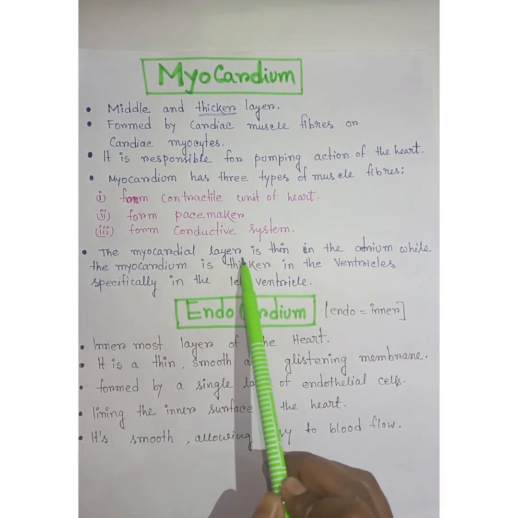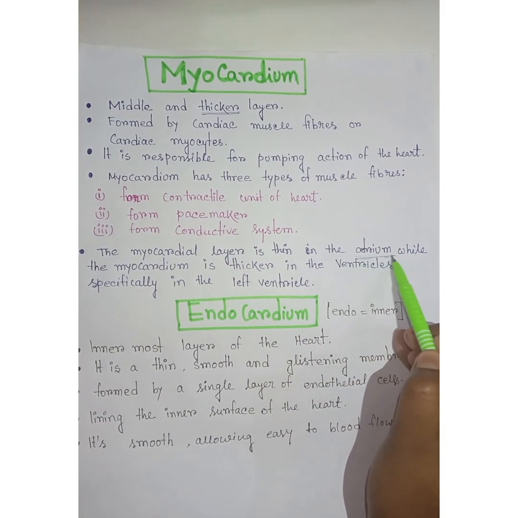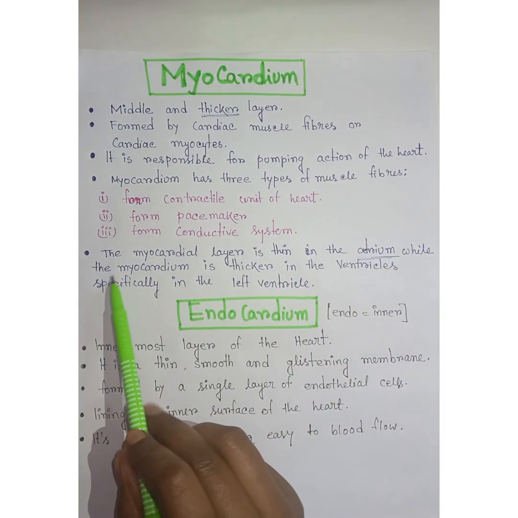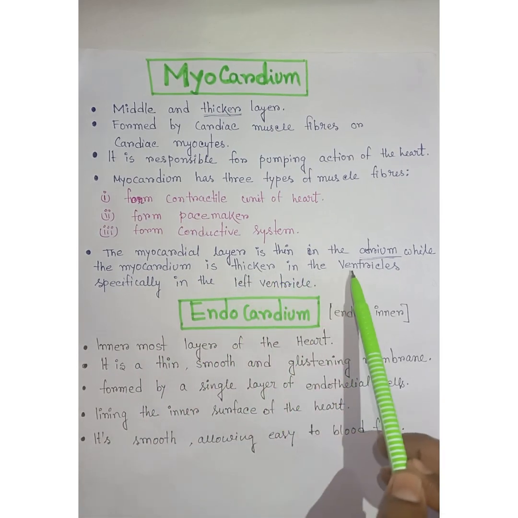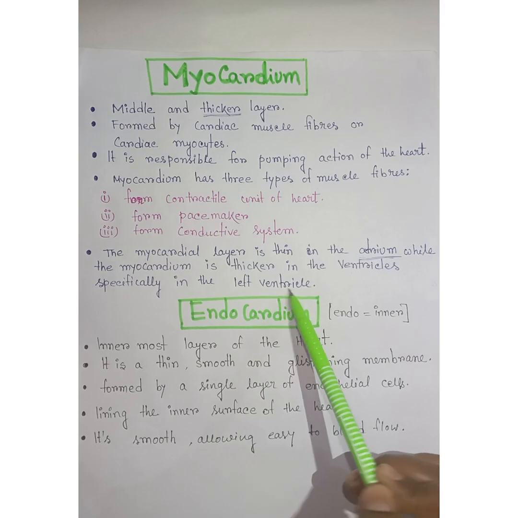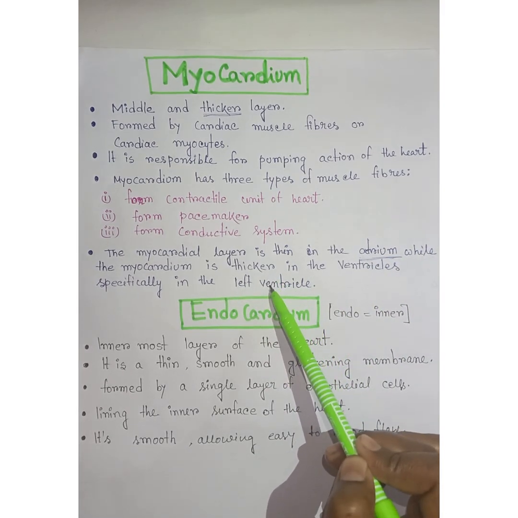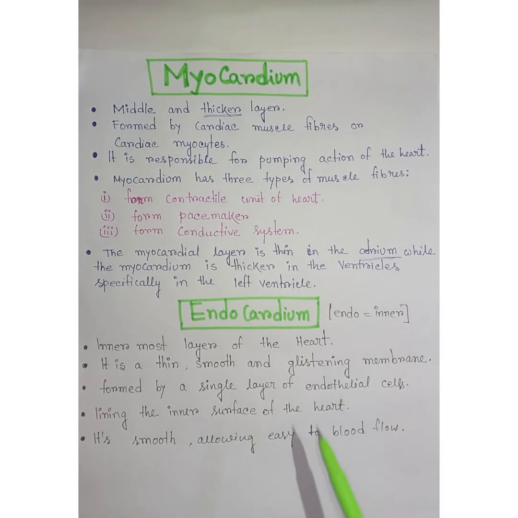The myocardial layer is thin in the atrium, while the myocardium is thicker in the ventricles, specifically in the left ventricle. So the left ventricle myocardium or muscle is thicker than that of the atrium.